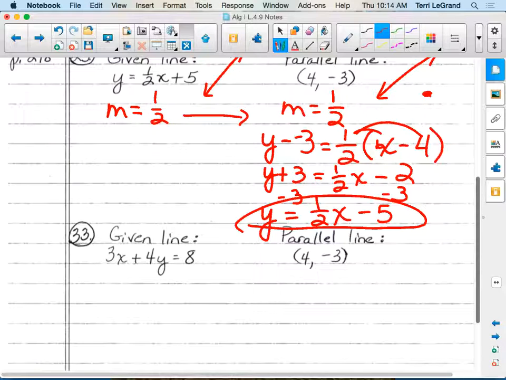Now we're going to make sure it's going through that point that it's supposed to go through. So go to second graph, second key graph, and it should take you to a table. I want you to find the x value of 4 in that table. Find the x value of 4. Is the y value -3?